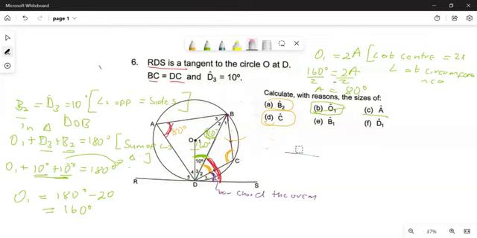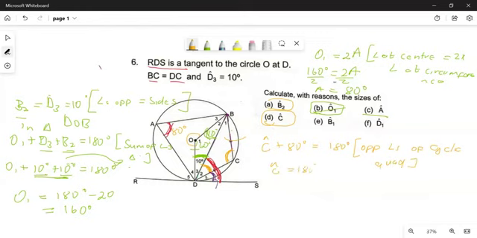Like the opposite, the former 100 plus 80. They're going to give us 180 degrees. And then you're saying your reason here, you want to say it's opposite angles of a cyclic quad. And then it says angle C is going to be equal to 180 degrees minus 80, and then C is going to be equal to 100.